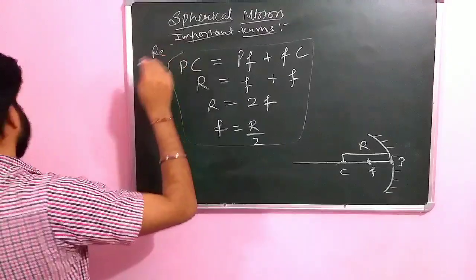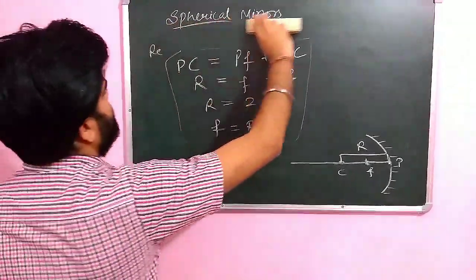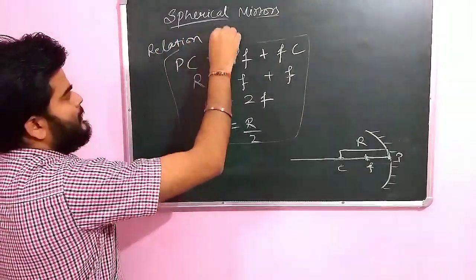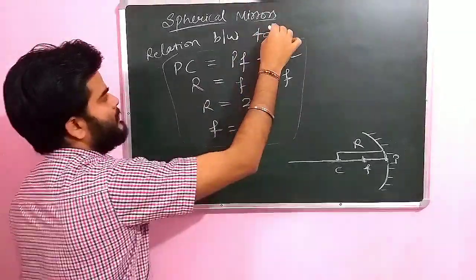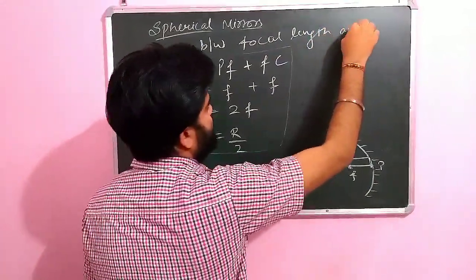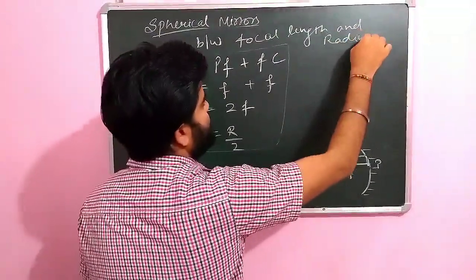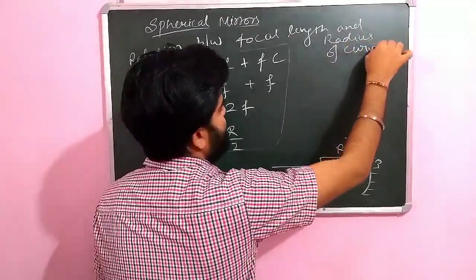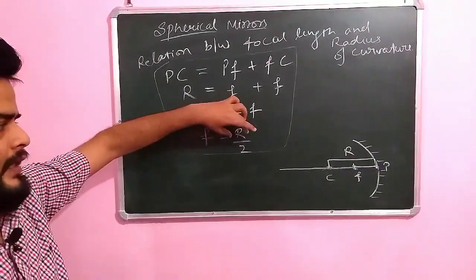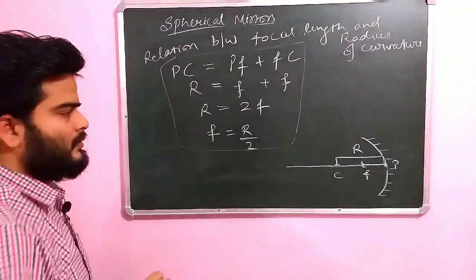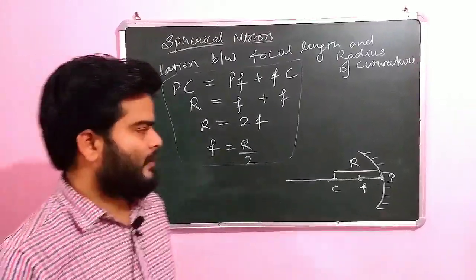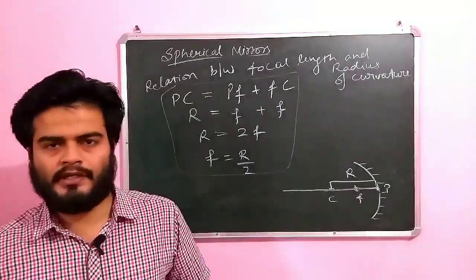You can give the heading relation between focal length and radius of curvature. This will help you in solving numericals, because whenever you have the radius you can find out its focal length also. So this is all about spherical mirrors, its important terms. Tomorrow we will do image formation by spherical mirror.